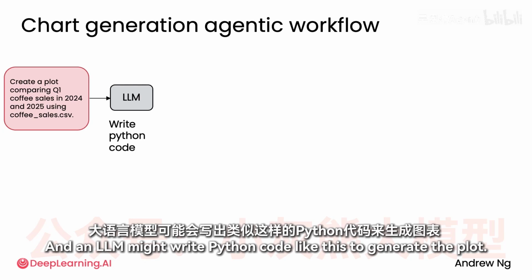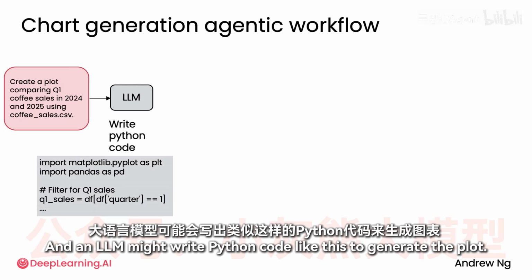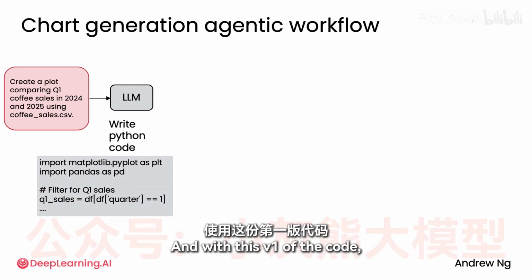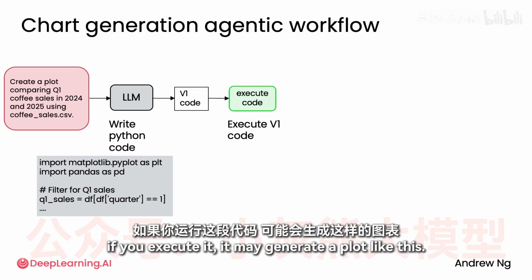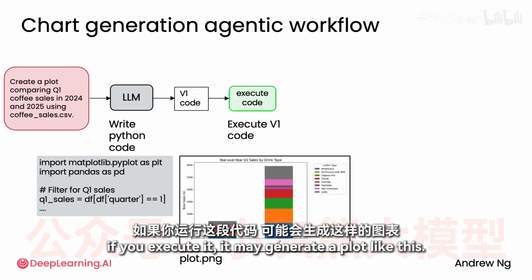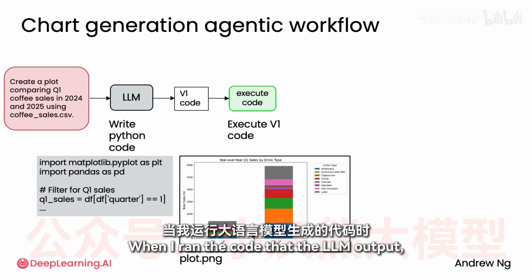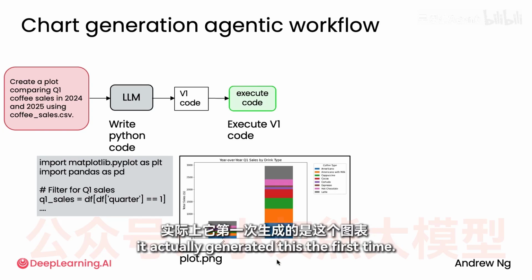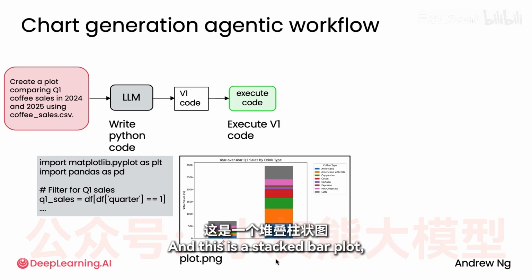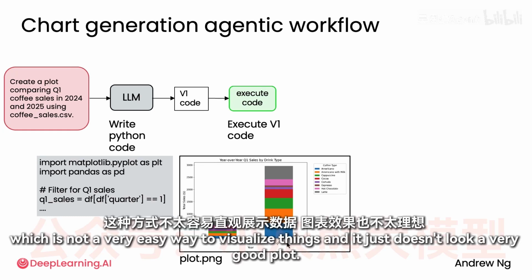And an LLM might write Python code like this to generate a plot. And with this V1 of the code, if you execute it, it may generate a plot like this. When I ran the code that the LLM output, it actually generated this the first time. And this is a stacked bar plot, which is not a very easy way to visualize things, and it just doesn't look a very good plot.